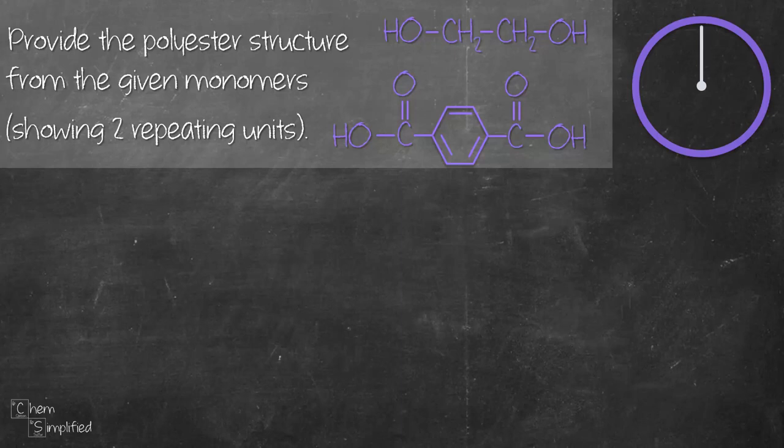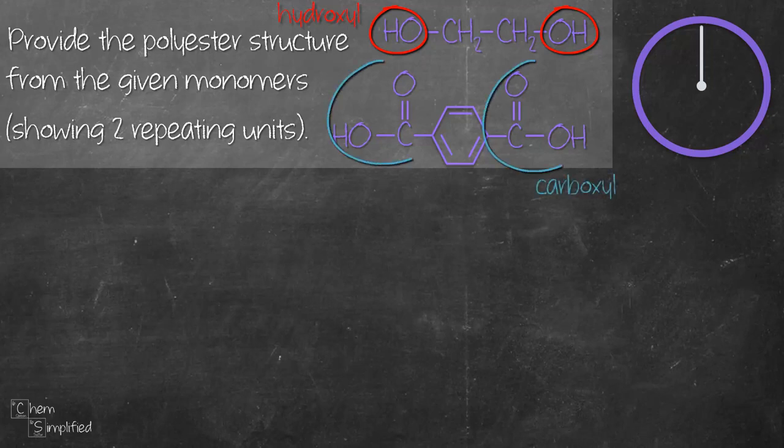Here's the question. We need to provide the structure of a polyester from these two monomers. The top one is the alcohol monomer, the second one is the carboxylic acid monomer. Alcohol contains hydroxyl group, which is that OH group, whereas carboxylic acid, the second monomer on the bottom, contains carboxyl group, which is the COOH group. So from hydroxyl and carboxyl group, we're going to condense out water, which is H2O.